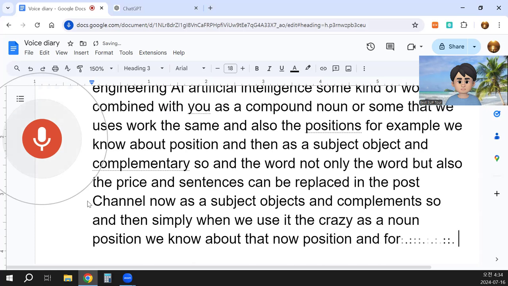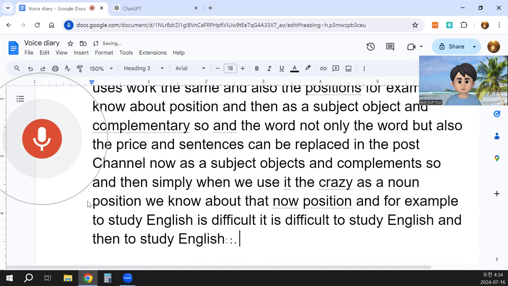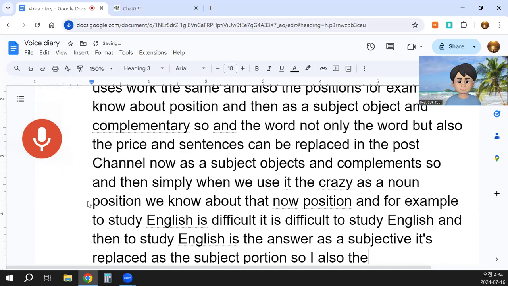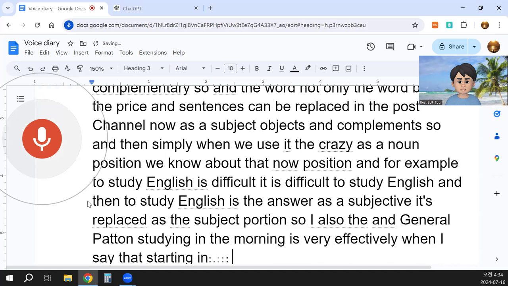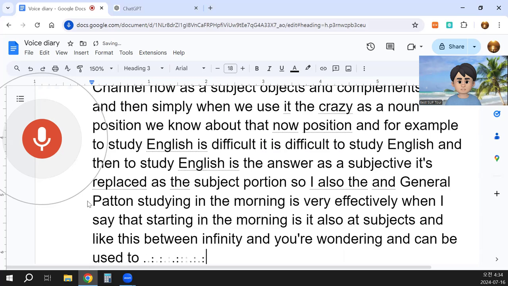For example, to study English is difficult. It is difficult to study English. To study English is, as a subject, placed in the subject position. And the gerund pattern is, studying in the morning is very effective. Studying in the morning is also a subject. So the infinitive and gerund phrases can be used in a noun position.